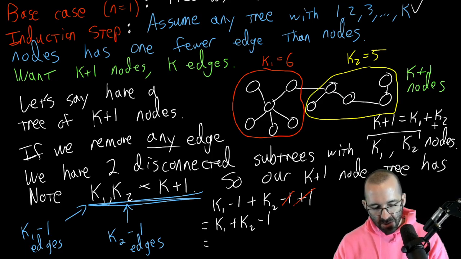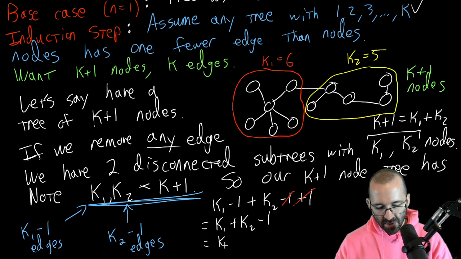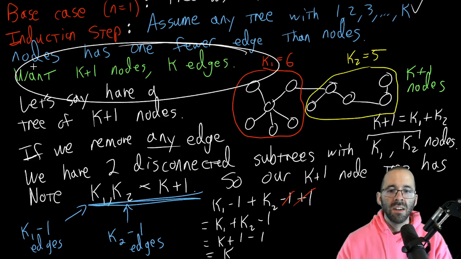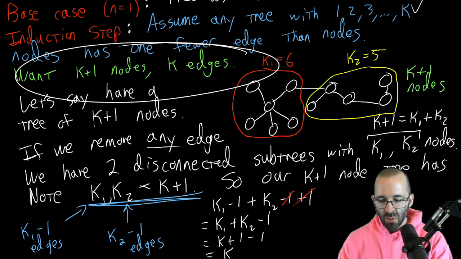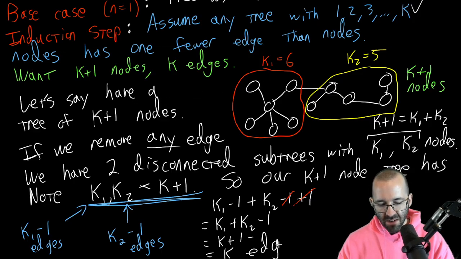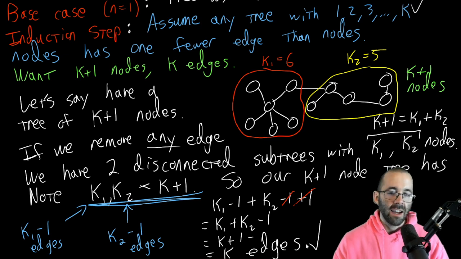So K1 plus K2 is just K plus 1. K plus 1 minus 1, of course, is just K. What did we want to show? We wanted to show we had K edges. And we just did that.